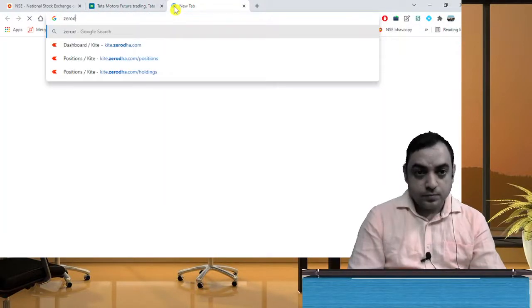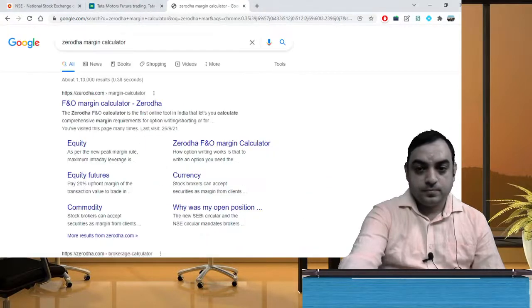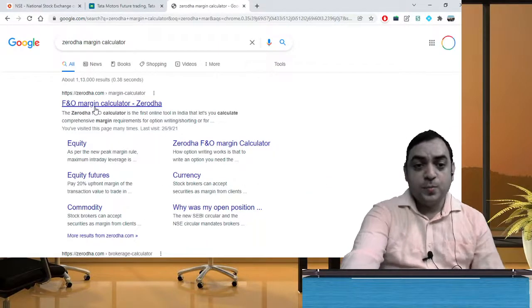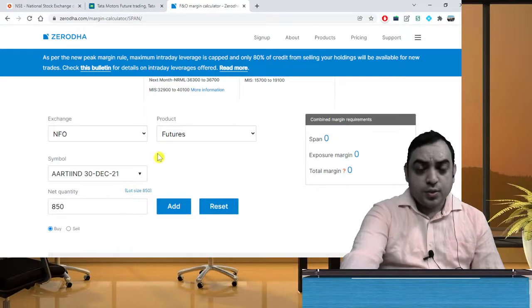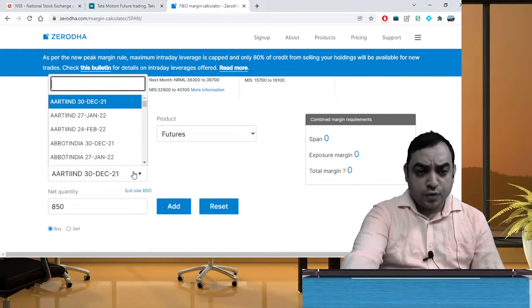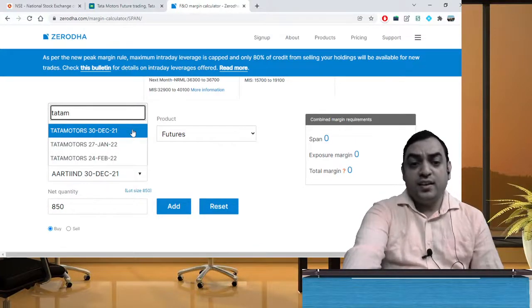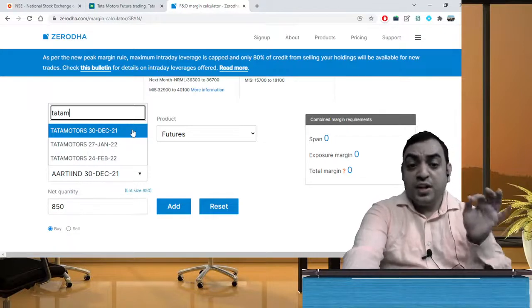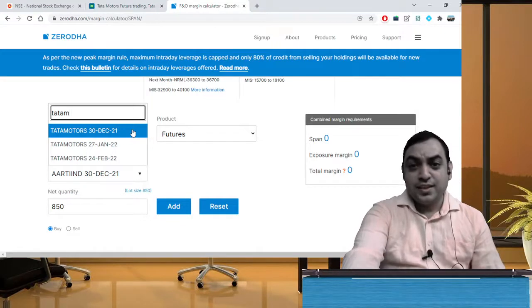Okay, see, let me show you the Zerodha margin calculator maybe. I'll tell you what margin is also. But let me show you practically directly. Okay, so I'm selecting futures. I'll go for, let's say, Tata Motors. Yes, you can see three dates: 30th December 2021, 27th Jan 2022, 24th Feb 2022. Can you see the three dates? That is what I'm telling you.